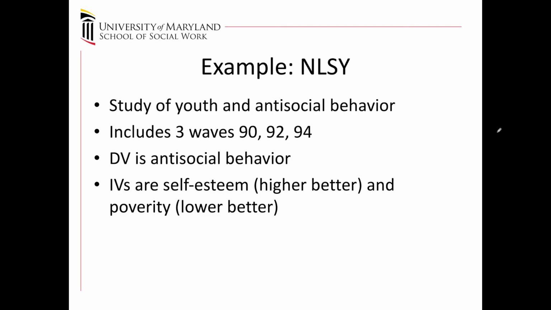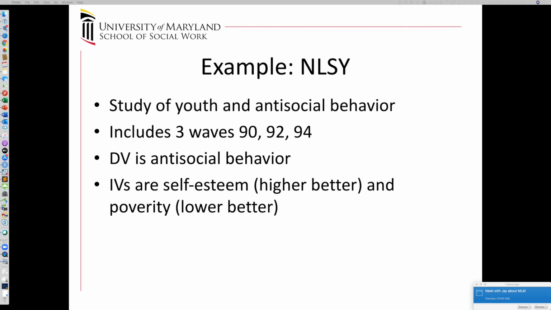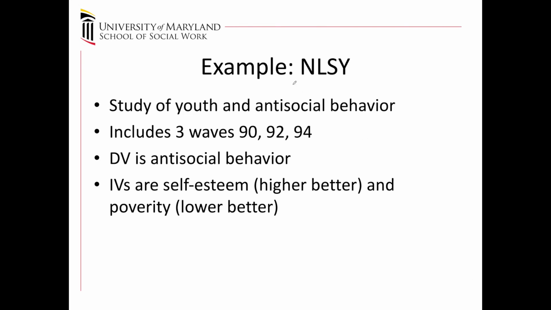All right. So let's switch examples here. I want to use the National Longitudinal Survey of Youth example. That was the example you actually used in the homework this week. The dependent variable is antisocial behavior. There are two independent variables that I want to look at, poverty and self-esteem, and then we'll look at some other things. Self-esteem higher is better, poverty lower is better, not surprisingly. Antisocial behavior is not good, so our hypothesis is that higher poverty is associated with higher antisocial behavior, and higher self-esteem is associated with lower antisocial behavior. That would be the working hypothesis for what we're doing here.